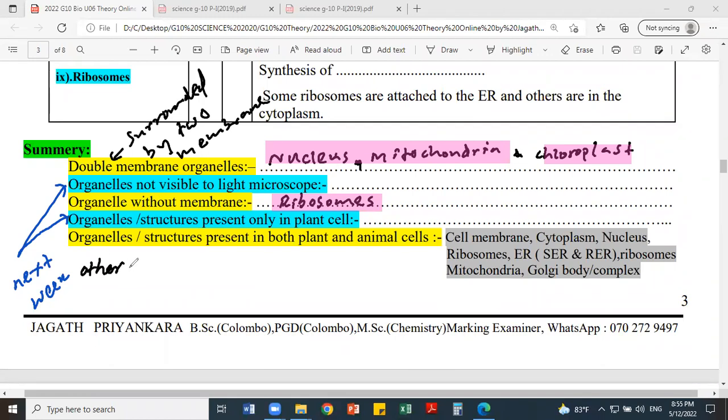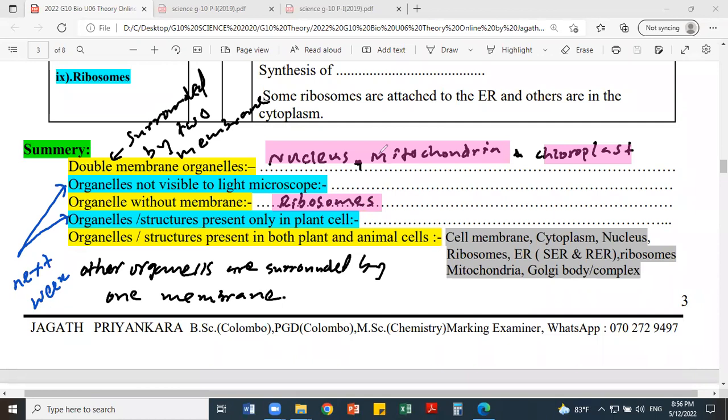Other organelles means except nucleus, mitochondria, chloroplast, ribosome. Other organelles are surrounded by how many membranes? One membrane, single membrane. Surrounded by one membrane. You can write the example: except these four, all the others are surrounded by one membrane. Right. That is one additional thing.